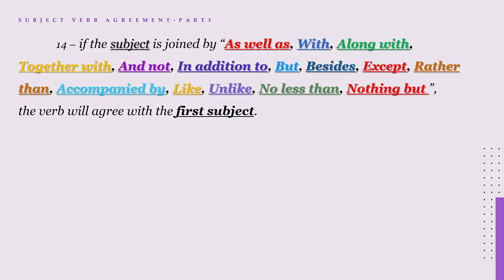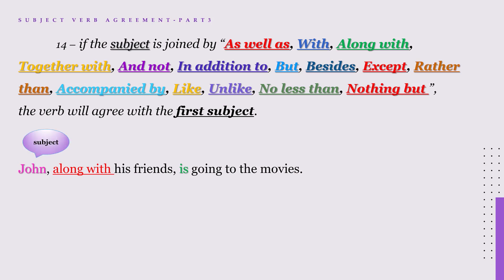Rule number 14. If the subject is joined by these coordinating and subordinating conjunctions, the verb will agree with the first subject. John, along with his friends, is going to the movies. In this sentence, the subject is John, and the phrase along with his friends provides additional information. The verb agrees with the singular subject to maintain subject-verb agreement.